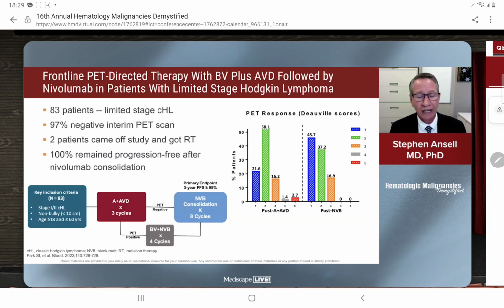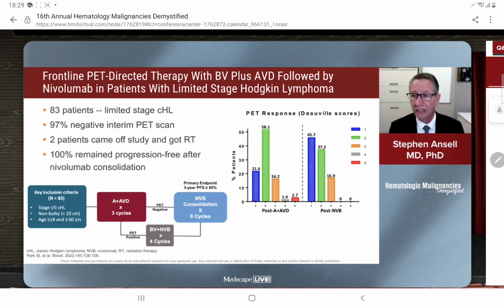So this is now talking about what we could do, but still maintain the good outcomes that are seen with combined modality therapy. This is data that was presented at ASH a year ago, where a study of 83 patients utilized a similar approach of now incorporating brentuximab vedotin plus chemotherapy. A PET scan was then done, and just nivolumab was offered if the patients were PET negative. If PET positive, both brentuximab vedotin and nivolumab were given as consolidation.